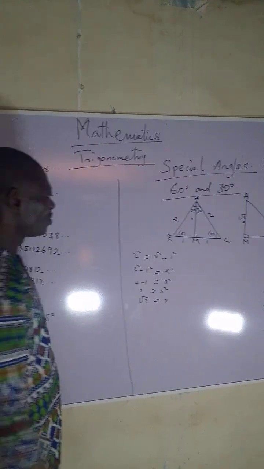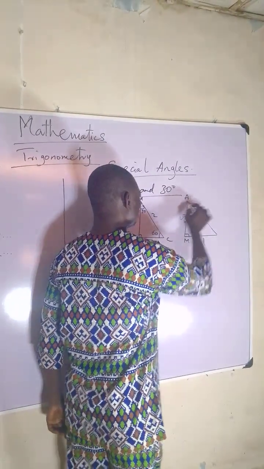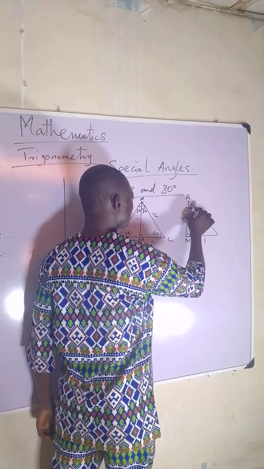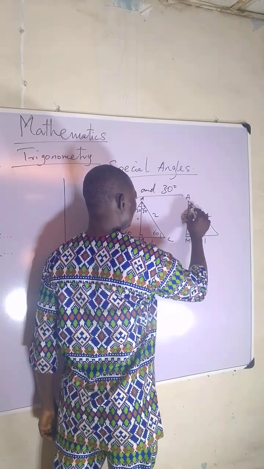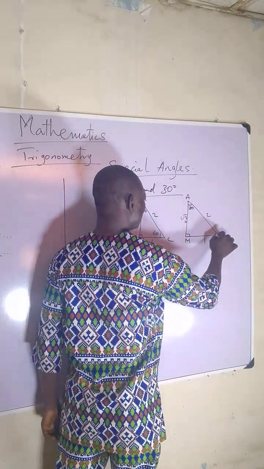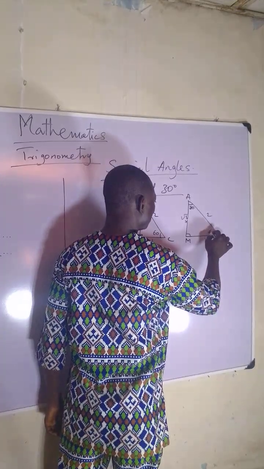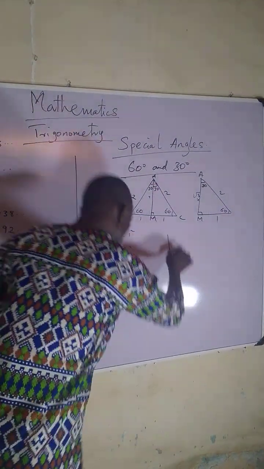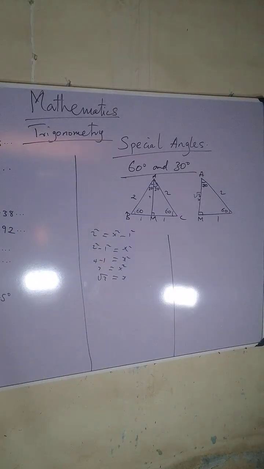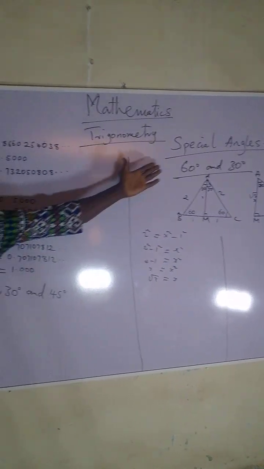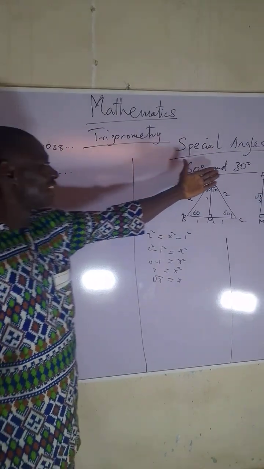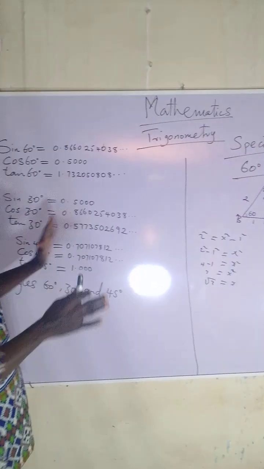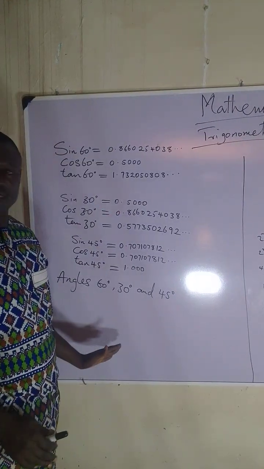And so, we know that this place is 30 degrees as we showed in the bigger triangle. And this is 30 degrees, and this is 60 degrees. Let us find the values of sine, cosine, and tangent of both 60 degrees and 30 degrees. That will come without any approximation.